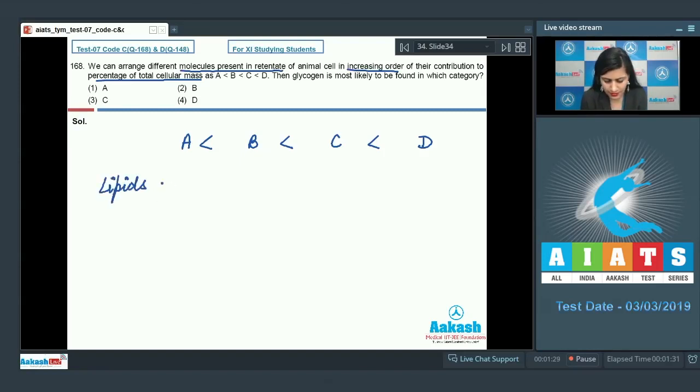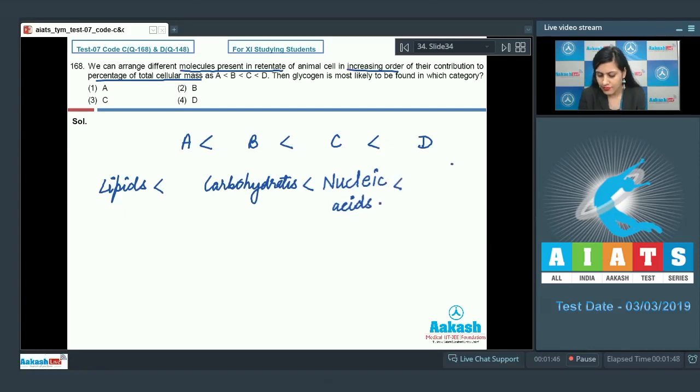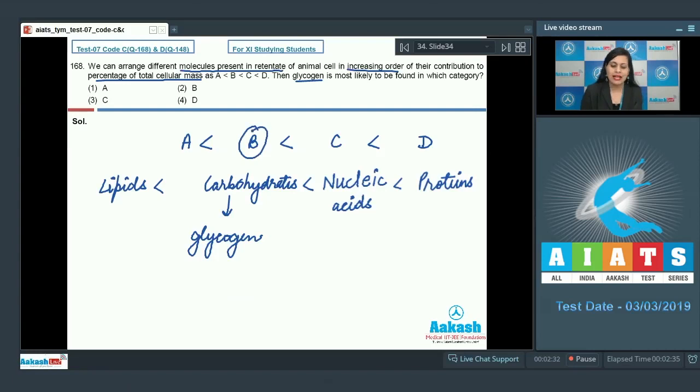lipid, followed by carbohydrate, followed by nucleic acid, followed by proteins. Now, glycogen, which is a polymer of glucose, is a carbohydrate. So glycogen is a carbohydrate and it is found in which category? In B category. So the correct answer to this question is option number 2, B.